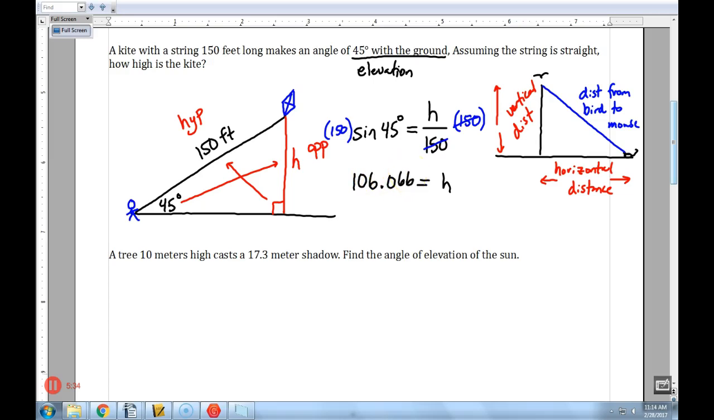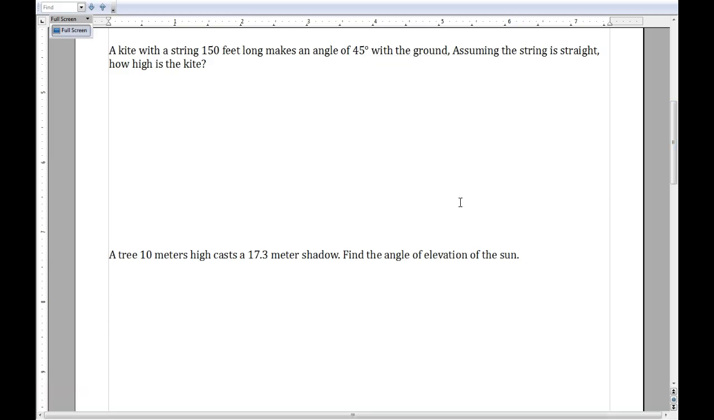So 150 times the sine of 45, and I'm getting about 106.066. So we'll just call that, it doesn't tell me what it wants, so I'm just going to call that 106.1 feet. And that makes sense. It should be shorter than the hypotenuse. So I think 106.1 makes sense in this situation. All right, let's go on to the next question here.